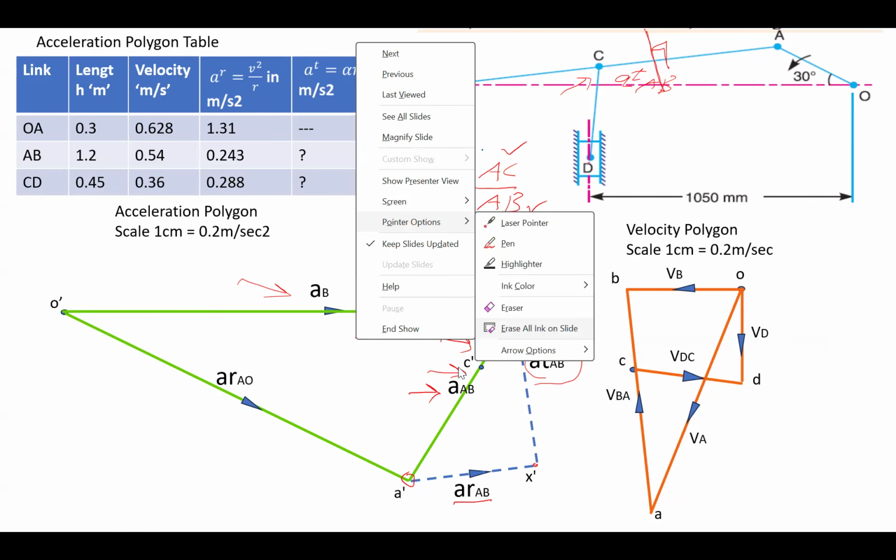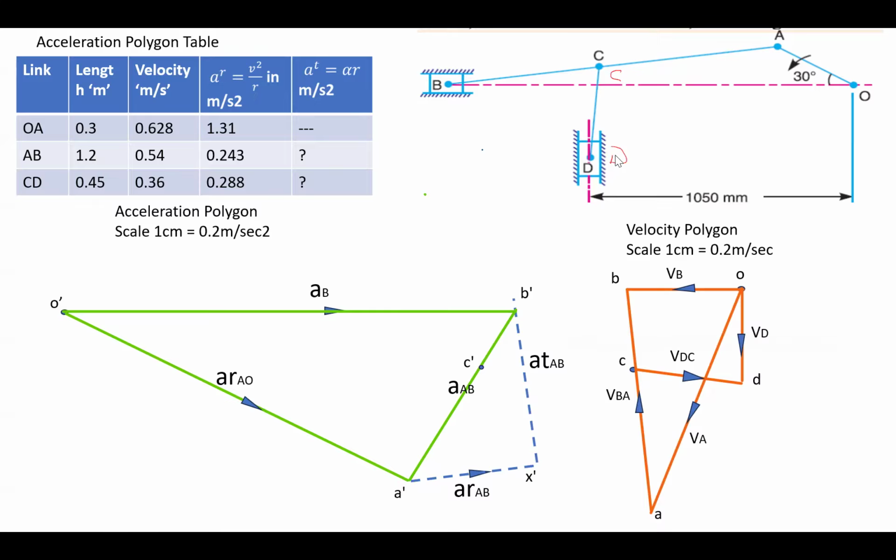components of this CD. This is the CD link. For CD link, two components of acceleration will be there. One radial and another one is a tangential. As we know, first way to locate the radial component of CD, first identify the center of CD. As I said that center of CD is the C. Always you have to take the previous point. Previous point of CD is C. So centripetal component acts in the upward direction. So the line which is drawn parallel to the CD in upward direction represent the radial component.